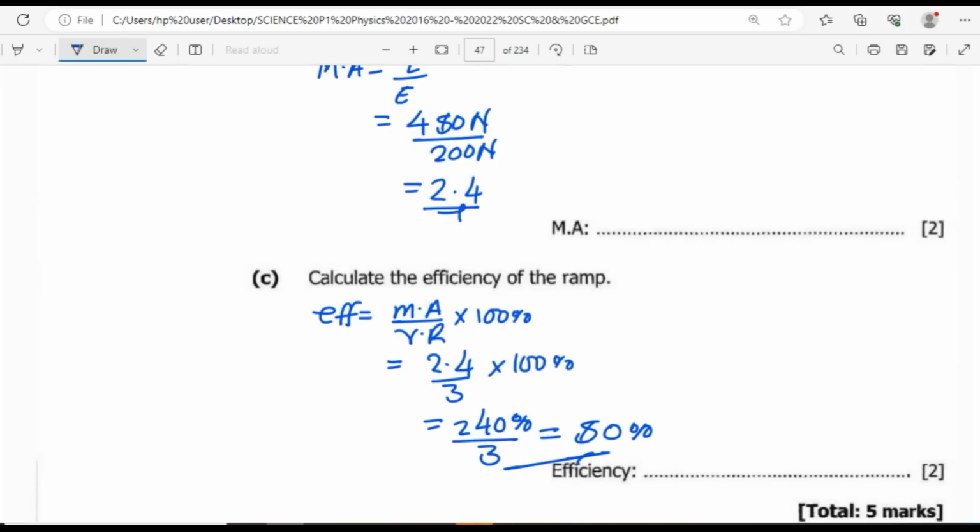So these are some of the questions that we've just considered. And for this video, we have considered random questions from grade 10 work.